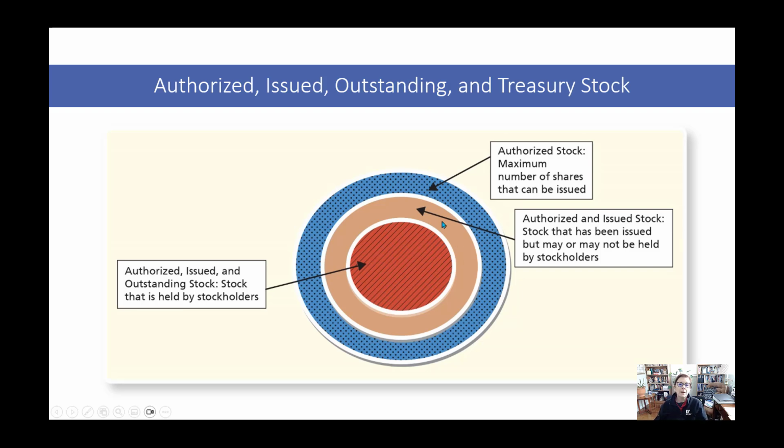Okay. In the middle, we have stock that is authorized and issued. So that means the shares have been sold to stockholders. And in the middle is authorized, issued, and outstanding. So really the outstanding stock, the stock that's still in the hands of the stockholders. And the difference between issued and outstanding is the number of shares of treasury stock, which we're going to take a look at soon. Treasury shares are shares that the company issued to stockholders and then bought back again.